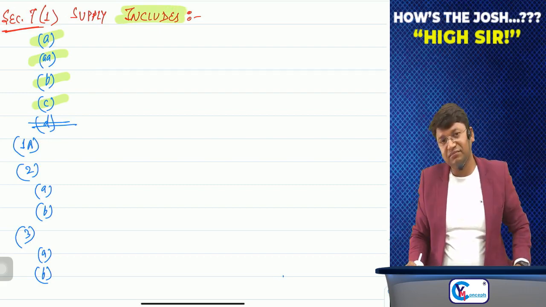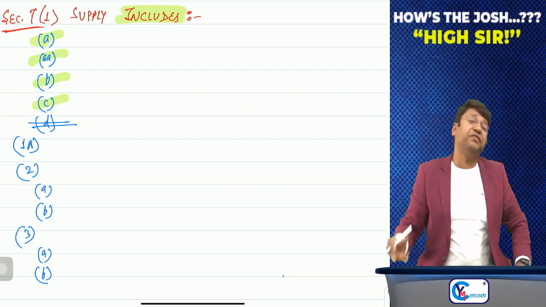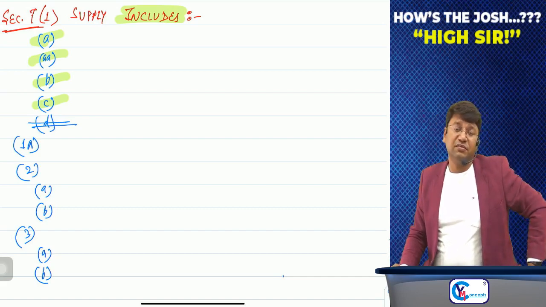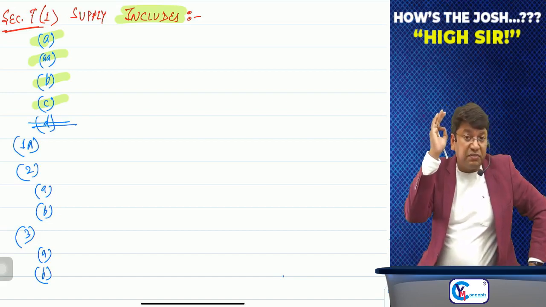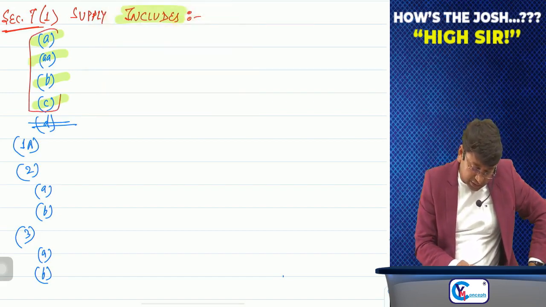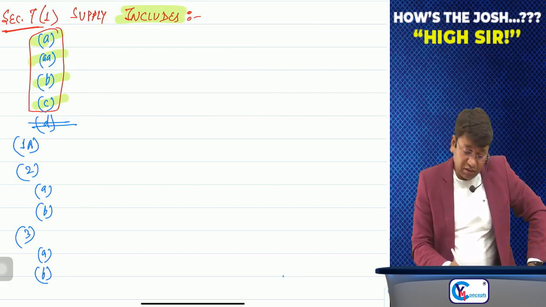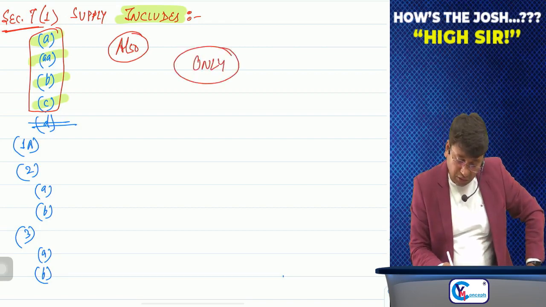What does it mean? It means that the term supply is an inclusive definition. This is not an exhaustive definition. Inclusive definition means the definition is not limited to only A, AA, B and C. Supply includes A, B, C, AA, and also not only these.